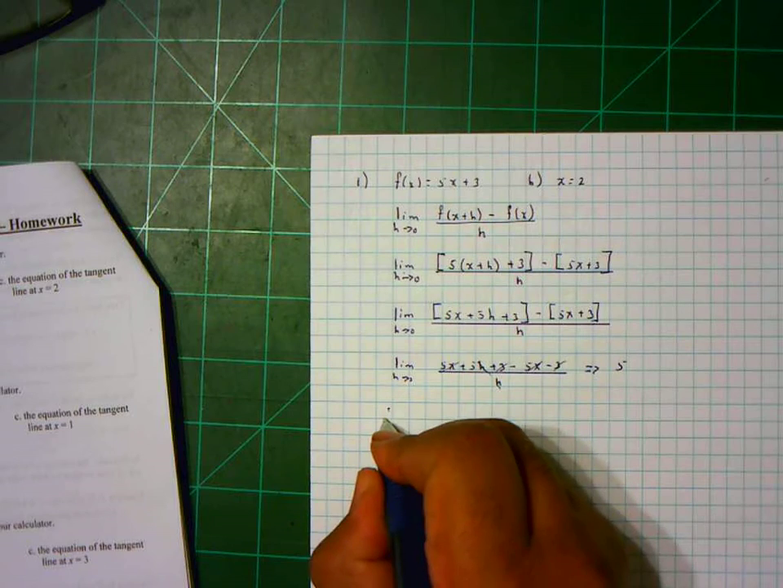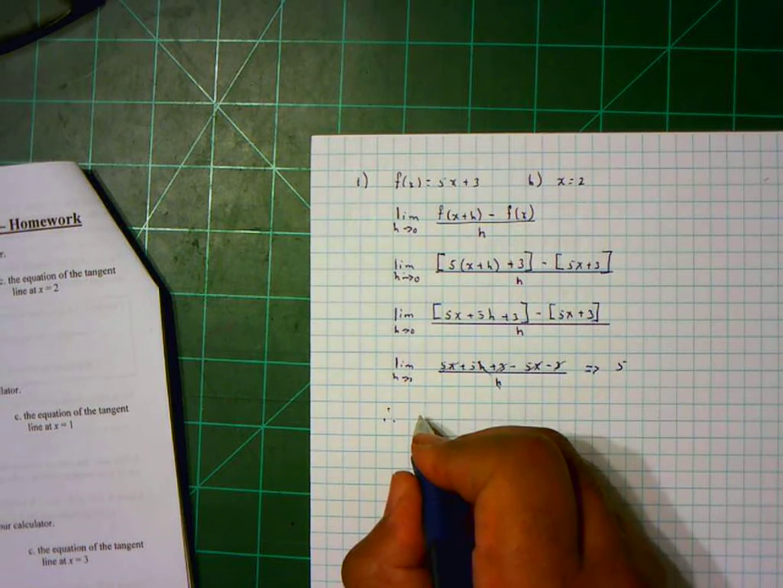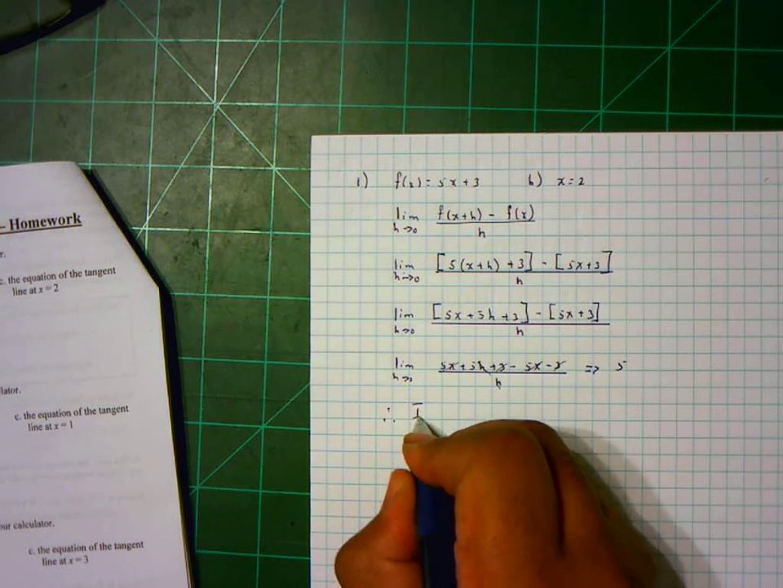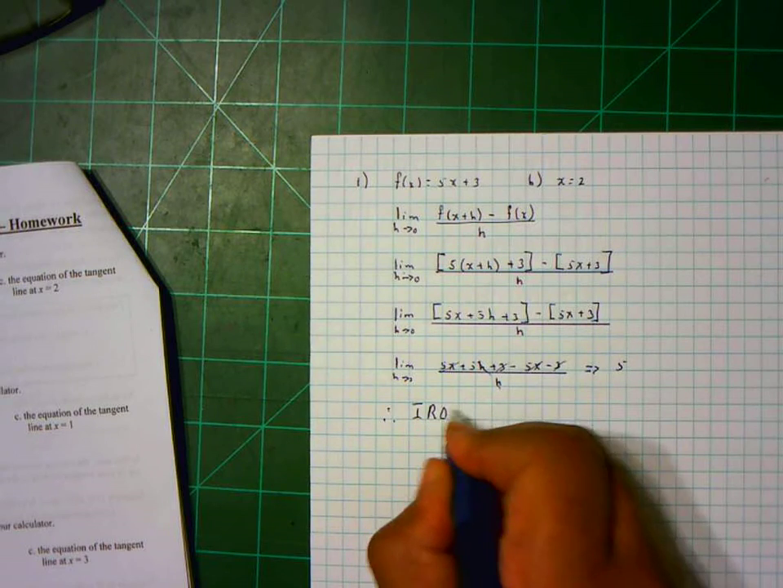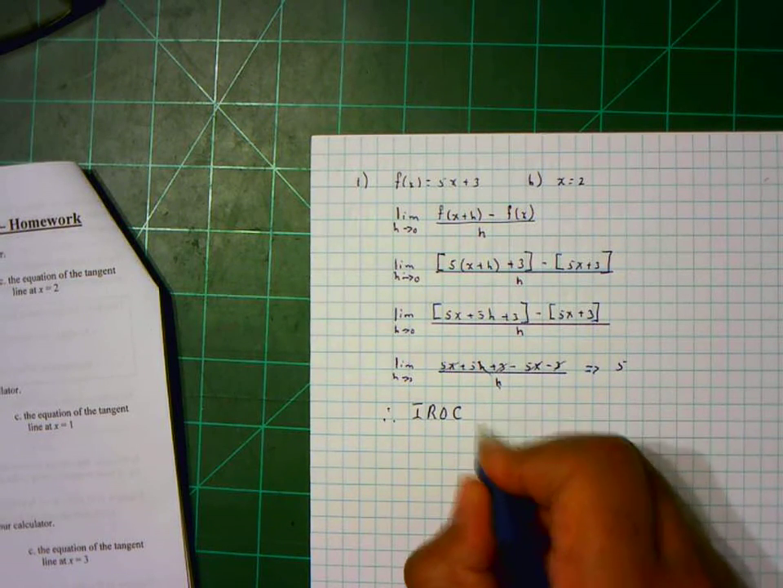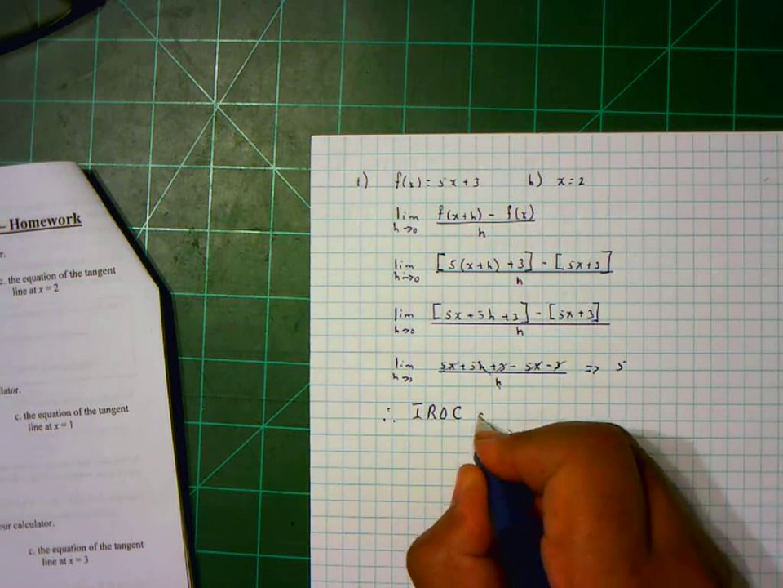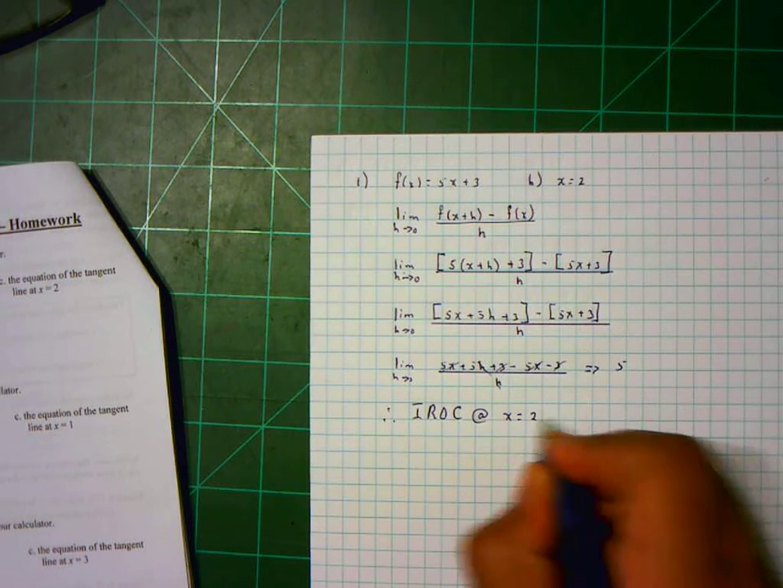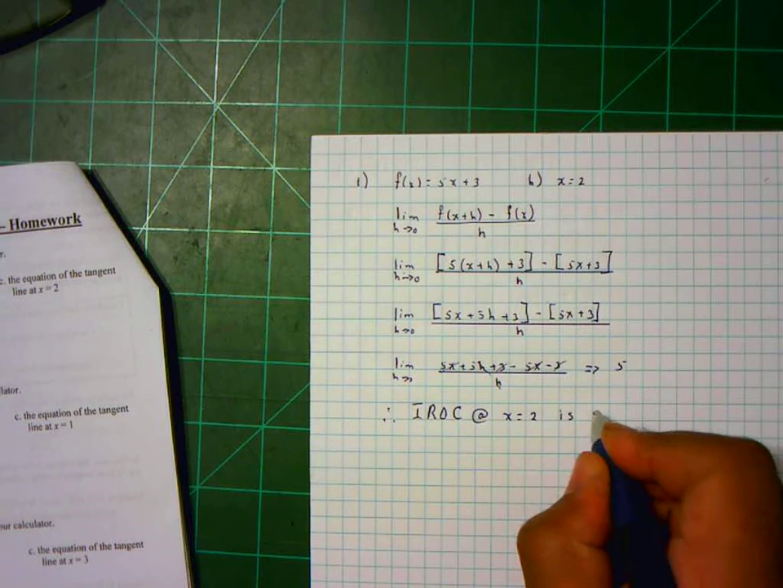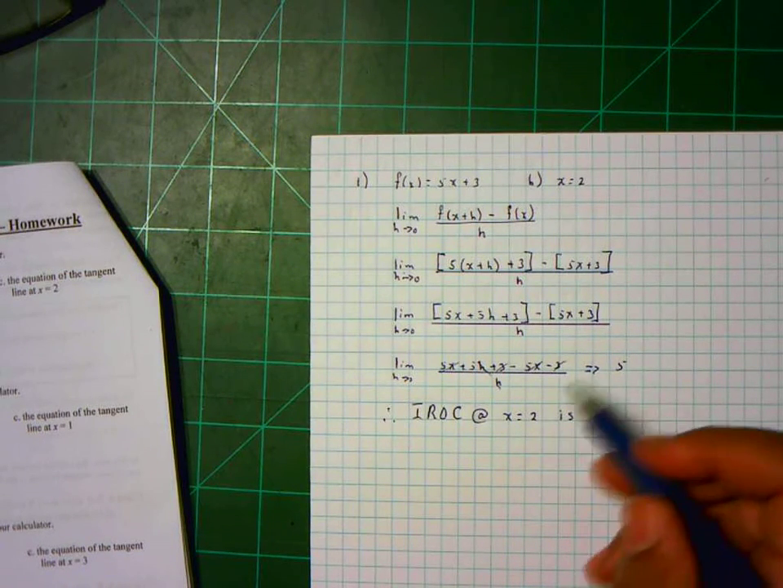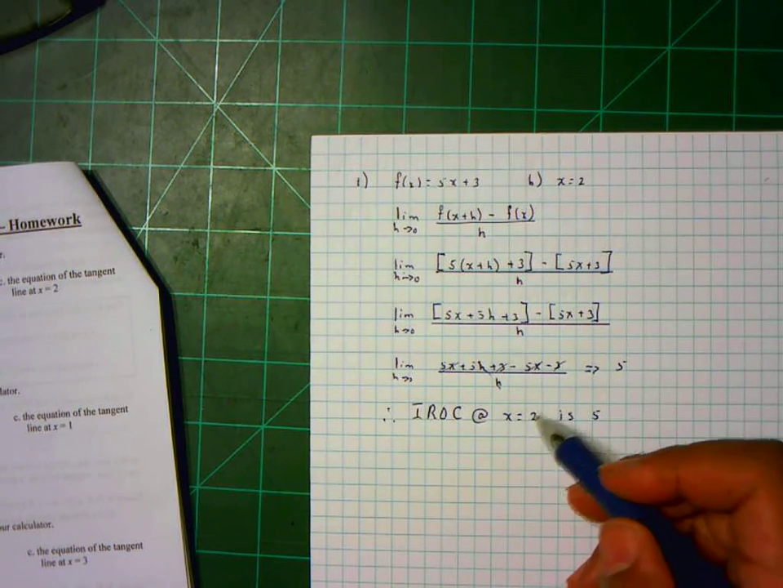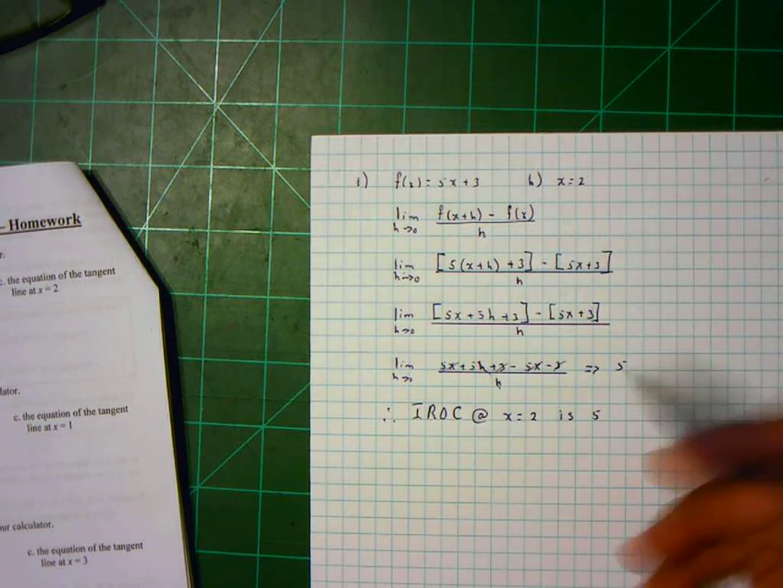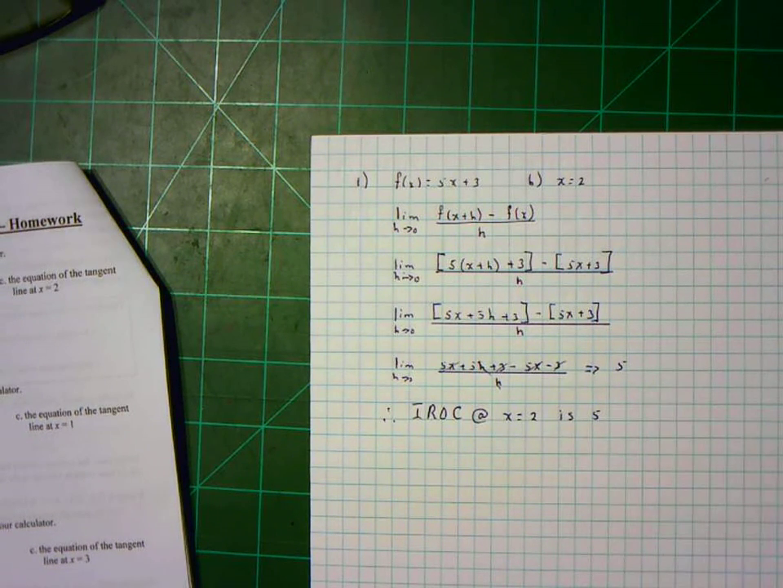So the answer becomes the instantaneous rate of change at x equals 2 is 5. Now as a rule we would have an x left in here and we just plug this x value into it, but this is a constant, it's 5. It doesn't matter what the x is, the rate of change will be 5. Now suppose you wanted to do that on your calculator.